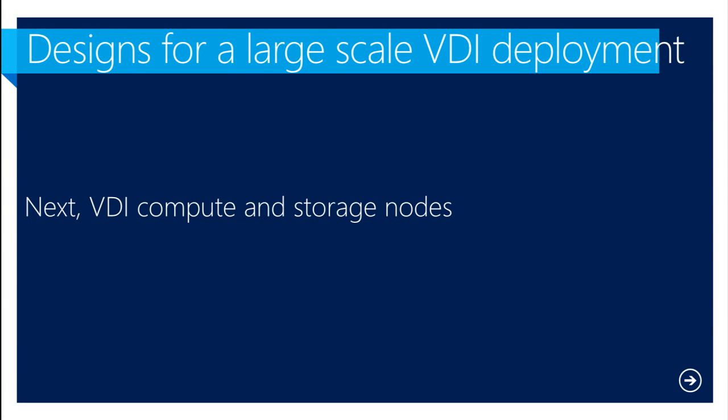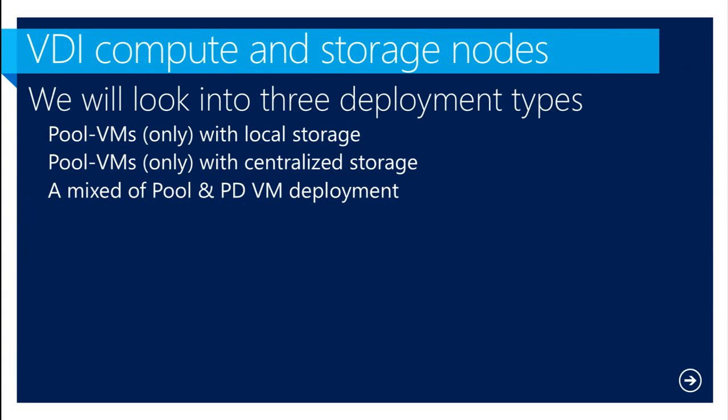Next, VDI, compute and storage nodes. So we'll discuss 3 design options. One, the compute node has local storage, so it doesn't use centralized storage. Think of it as a pod that has compute and storage together. Second design would be pool VMs that use a centralized storage, SMB scale out. And finally, a mixed pool and PD deployment.